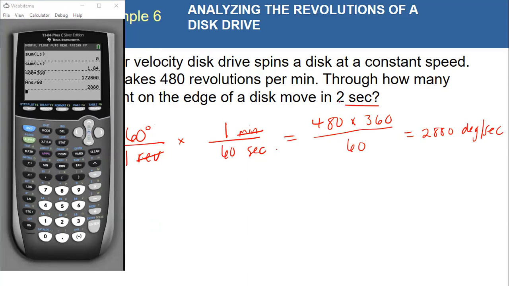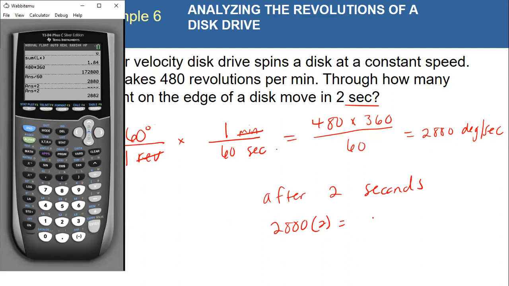It says if I want to move 2 seconds, what would I need to do? Multiply by 2. So after 2 seconds, therefore, would be 2,880 times 2, which equals 5,760.